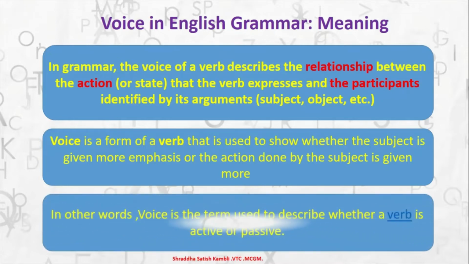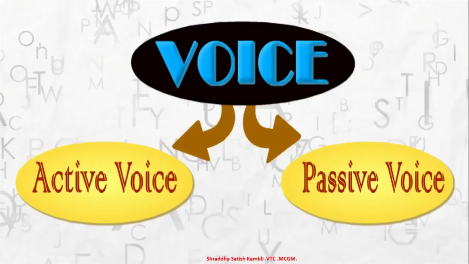Finally, you can say that voice is the term used to describe whether a verb is active or passive. So voices can be of two types. It can be active voice when the verb is active, or passive voice when the verb is passive. Now what is the meaning of this active and passive voice? This is what we are learning in this lesson. So come on, let's understand that. When we talk about voice in English, we have the active voice and we have the passive voice.